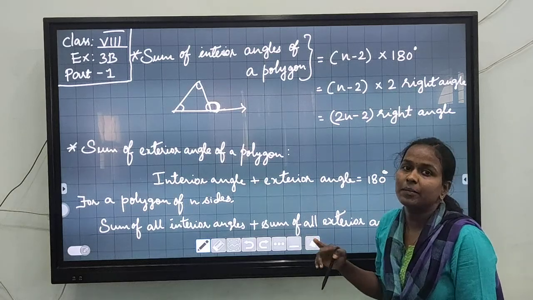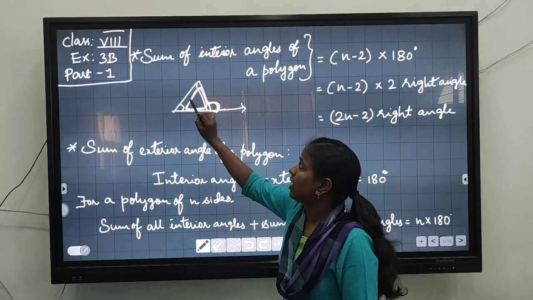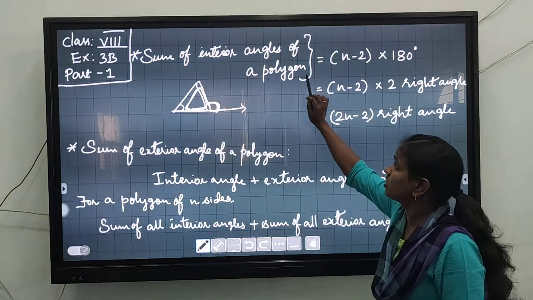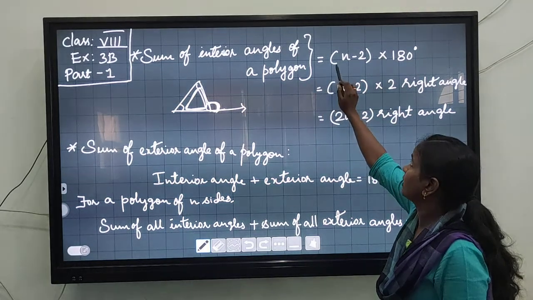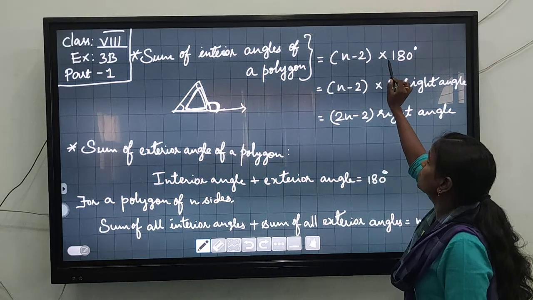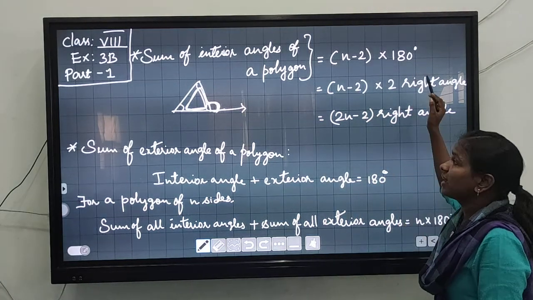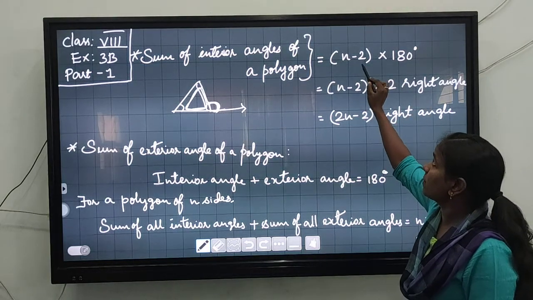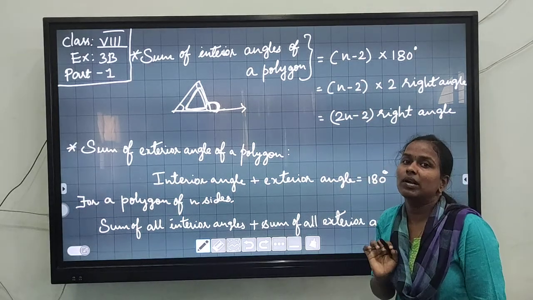Sum means addition. If you add all these interior angles, what is the formula to find out the sum of interior angles of a polygon? That is equal to (n minus 2) multiplied by 180 degrees. You have to memorize this formula. You can apply any of these formulas, everything is the same only. So (n minus 2) multiplied by 180 degrees. What is n here? Number of sides.